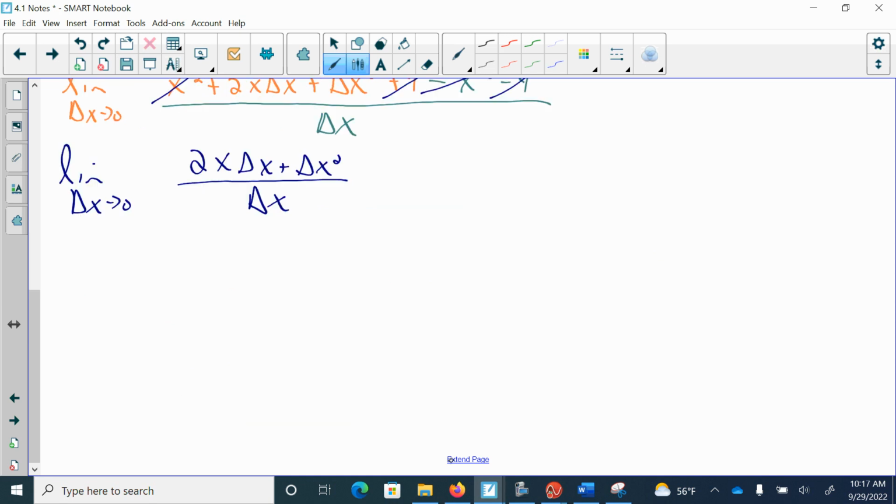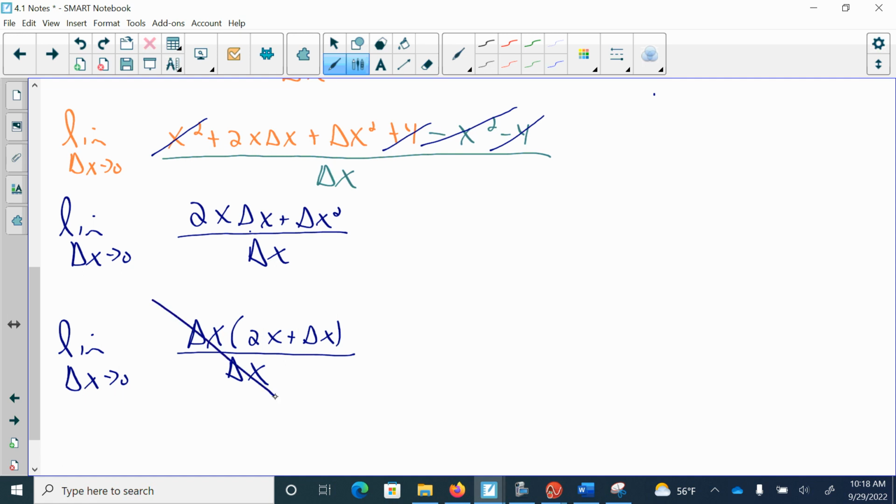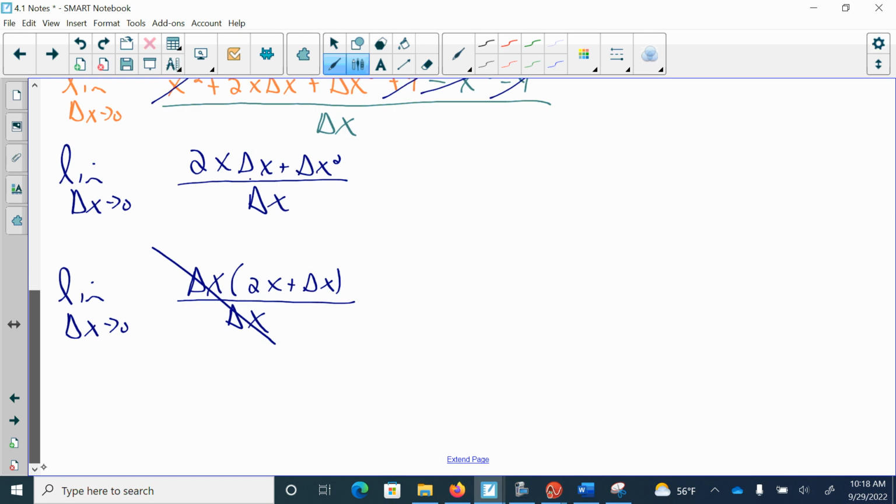And what is your math teacher very particular about? I'm picky about writing the limit as delta x approaches 0. I'm also picky that you show me that you can factor out a delta x and make this 2x plus delta x all over delta x. And the delta x's will simplify. And I'm left with the limit as delta x approaches 0 of 2x plus delta x.